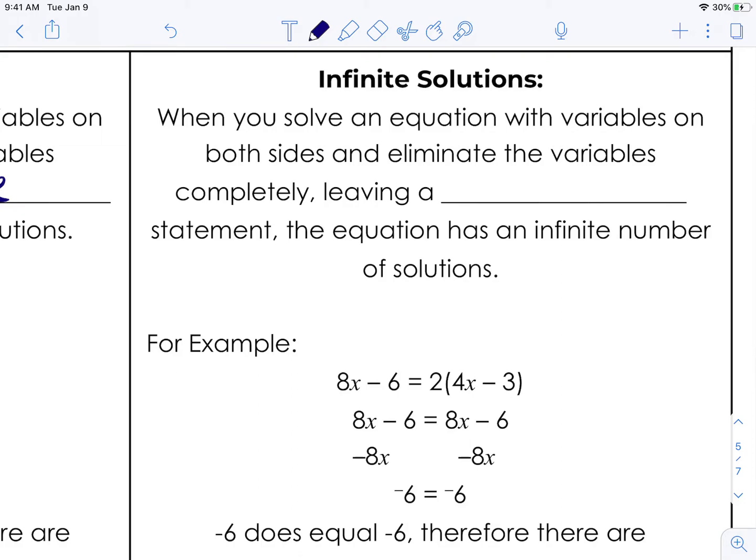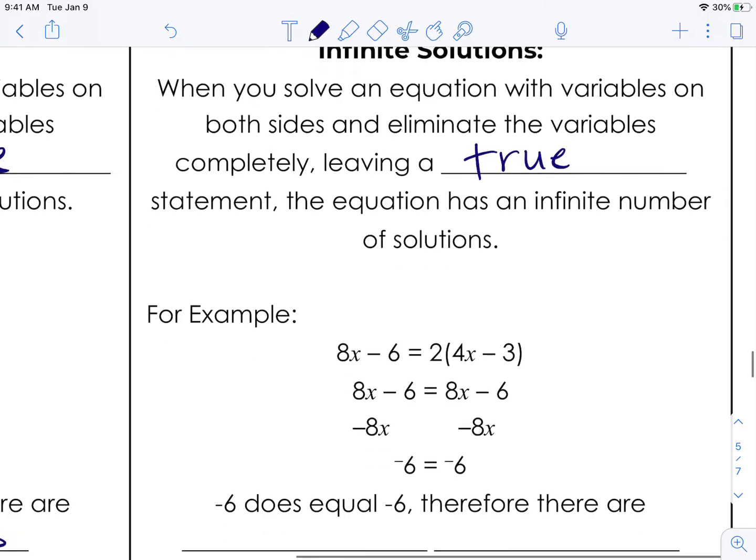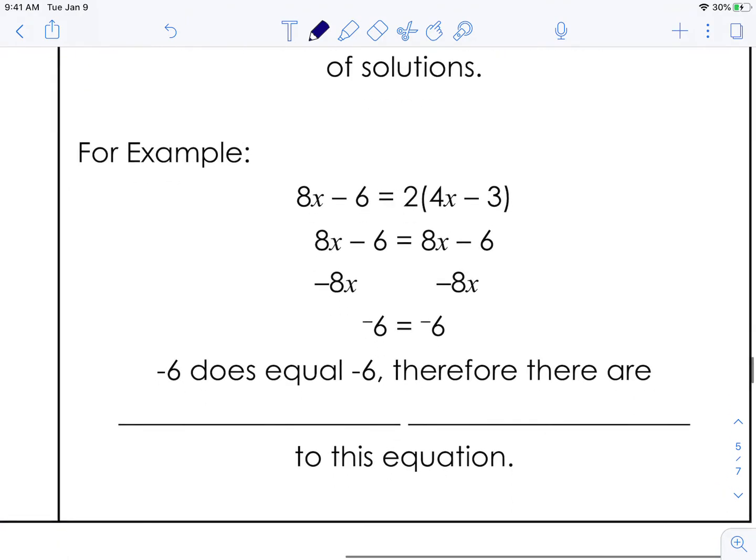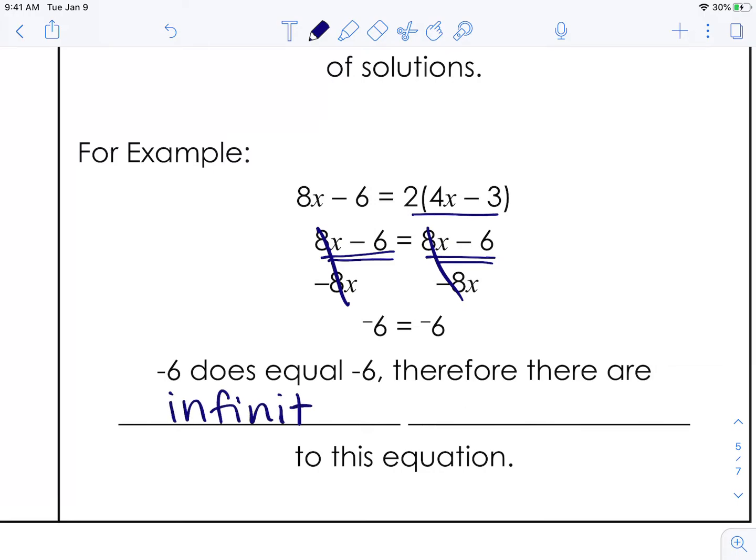So when you have an equation with variables on both sides and you eliminate the variables completely, leaving a true statement, then that equation has an infinite number of solutions. So here's another example. Once again, this has been distributed. You can tell right here, these are identical. So that's going to be your sign, because when this disappears, you end up with negative 6 equals negative 6. And negative 6 does equal negative 6. So you would say that there are infinite solutions to this equation. And that would be your actual answer. You would write infinite solutions.